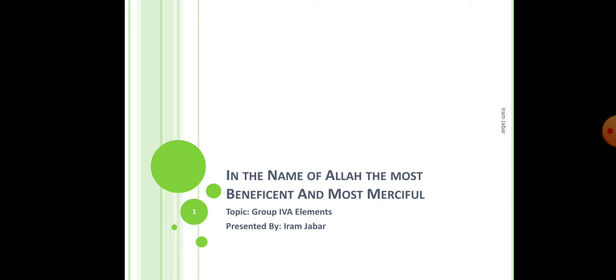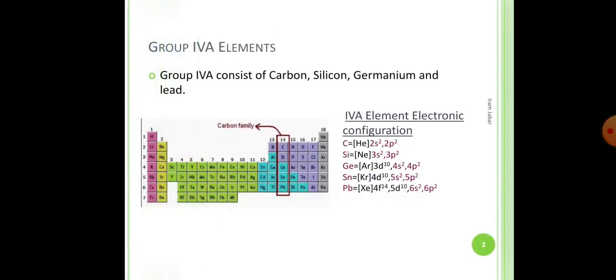In our today's lecture, we will discuss about Group 4A elements. First of all, we will discuss the elements which are present in Group 4A. Group 4A consists of carbon, silicon, germanium, stannum and lead. There are 5 elements in Group 4A. These elements are called 4A because they all contain 4 electrons in their valence shell.